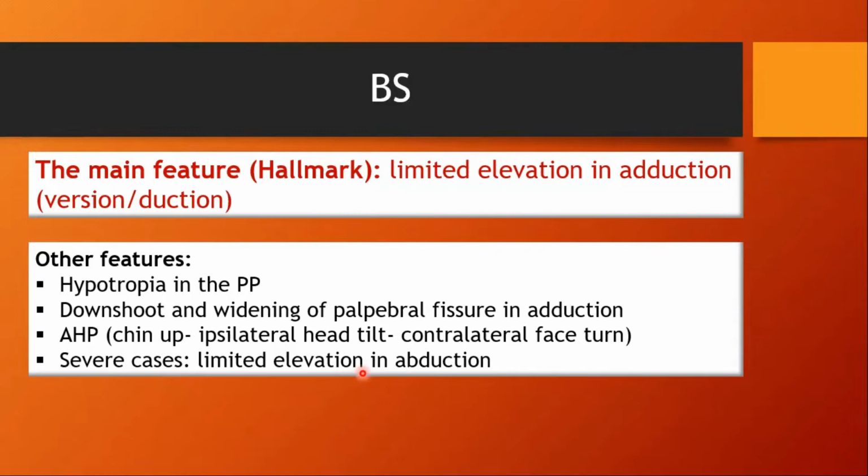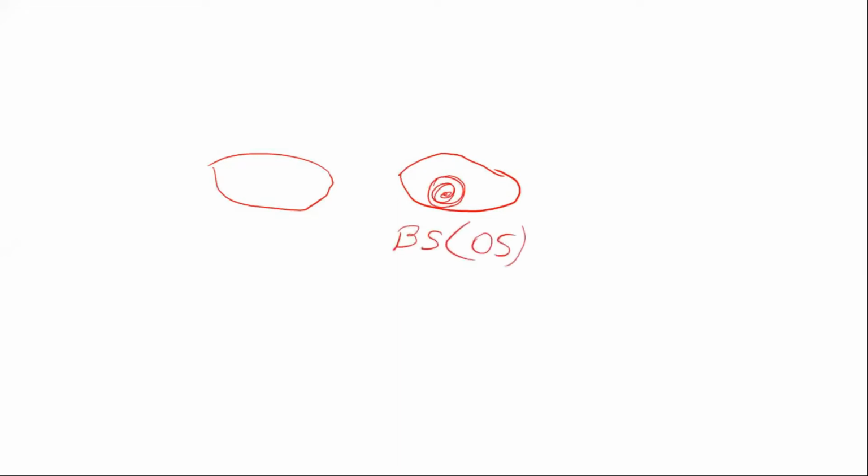But if we have a limited elevation in adduction and abduction, you have to compare. What's the meaning of comparing? Let's draw it. Suppose we have a Brown. So this is a severe case of Brown. So we will get hypotropia. This is a Brown syndrome, OS. So we expect hypotropia in the primary position.